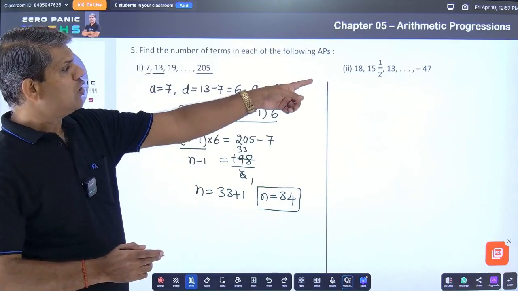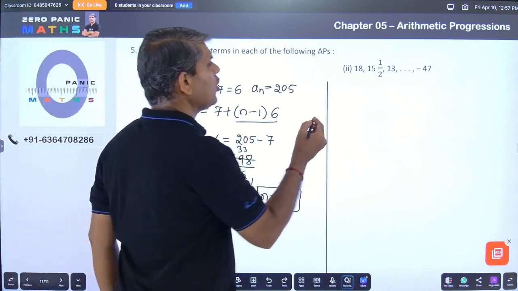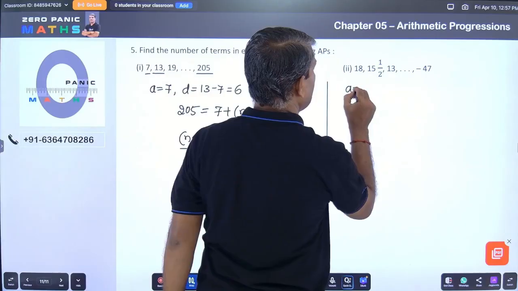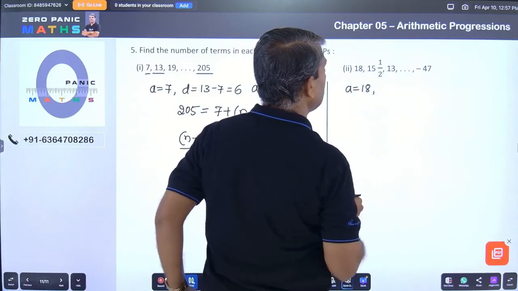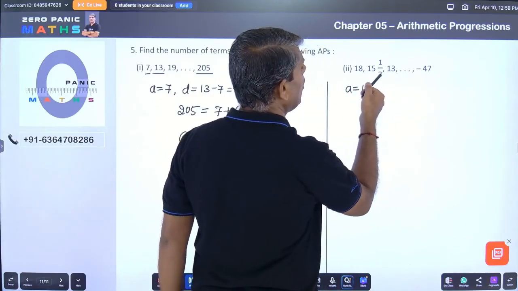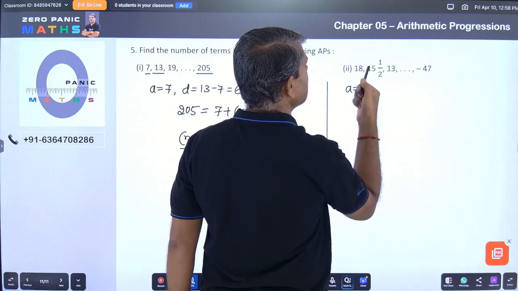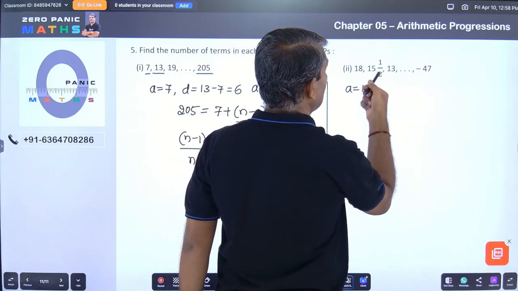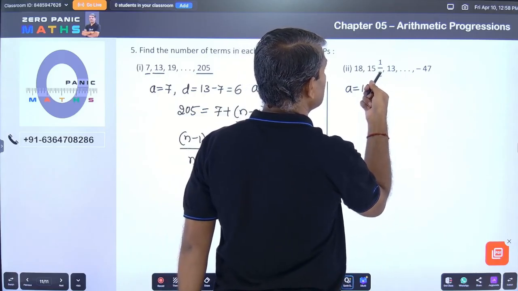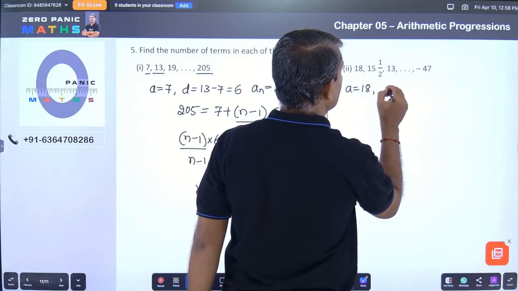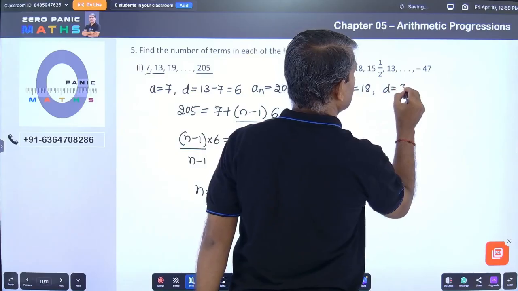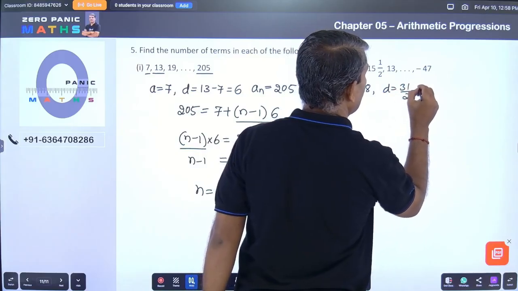Let us continue with the second problem. Again the same case, a is equal to 18 and we need to find d. How do you find d? By subtracting the first term from the second term. So 15 twos are 30, 31 by 2. Let me write that: 31 by 2 minus 18.